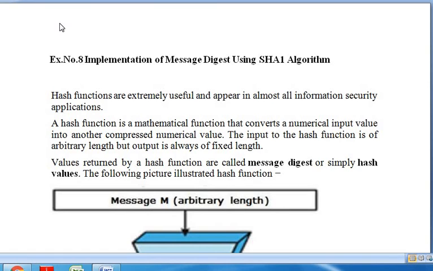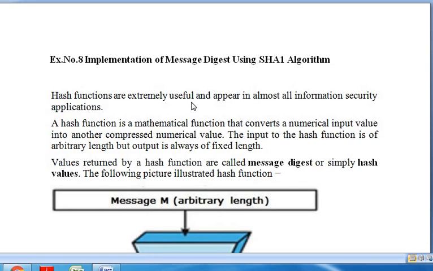Hello students. In this video, I am going to explain the implementation of message digest using the SHA-1 algorithm. Before going to the programming part, you need to know about the methodologies and mechanisms followed in the hash algorithms. So let us go to the mechanism.